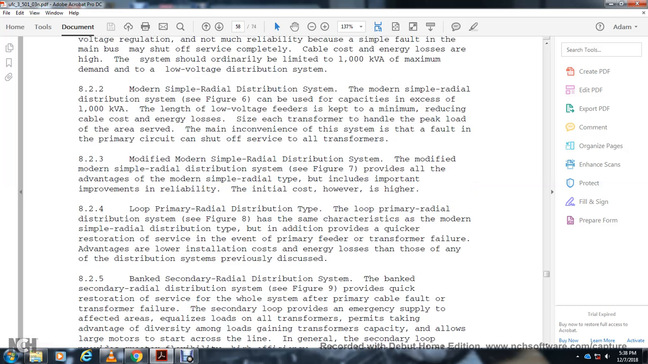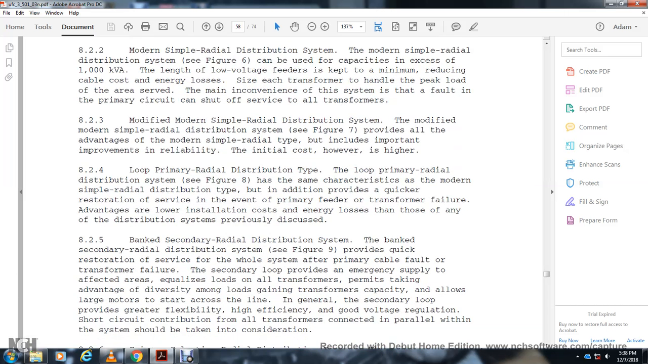8.2.5 The bank secondary radial distribution system. The bank secondary radial distribution system, figure 9, provides quick restoration of service to the whole system after a primary cable fault or transformer failure, with the secondary loop as an emergency supply. The effective secondary loop equalizes the load of all the transformers, permitting advantage to be taken of the diversity among loads.